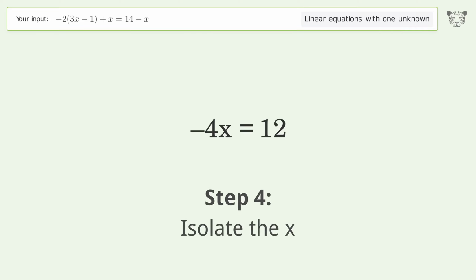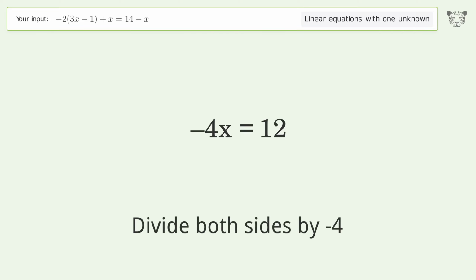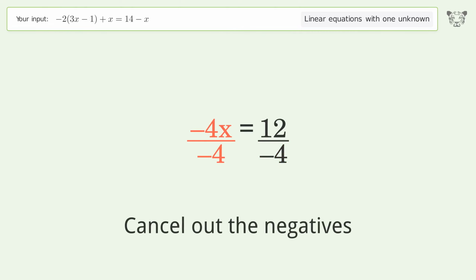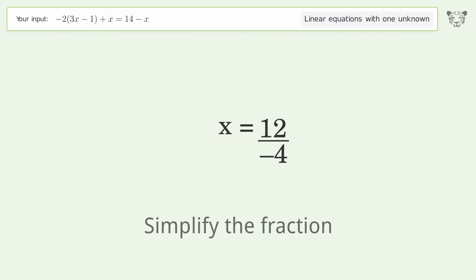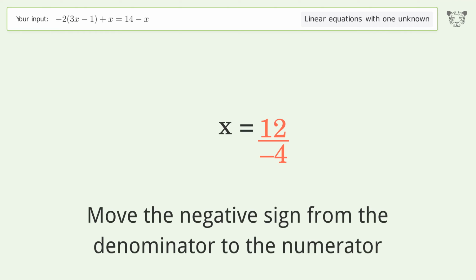Isolate the x. Divide both sides by negative 4. Cancel out the negatives. Simplify the fraction. Move the negative sign from the denominator to the numerator.